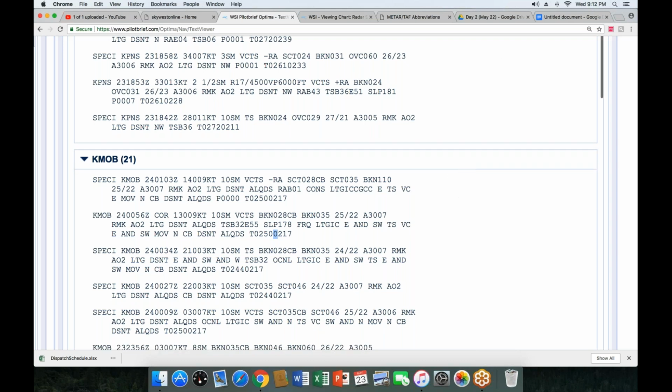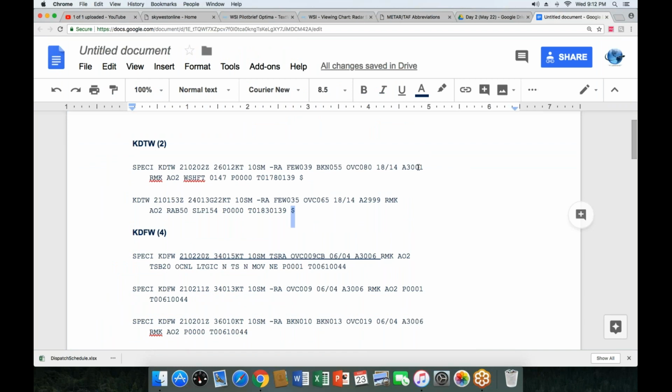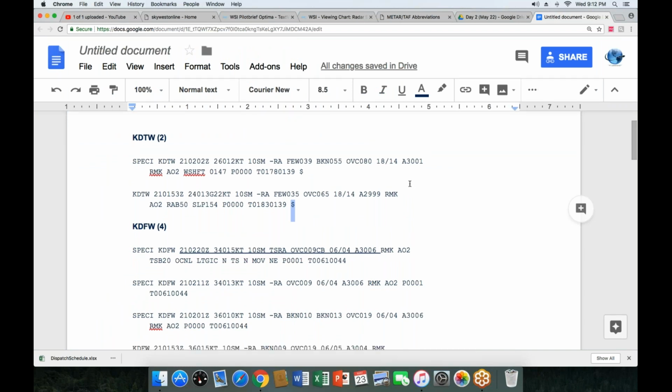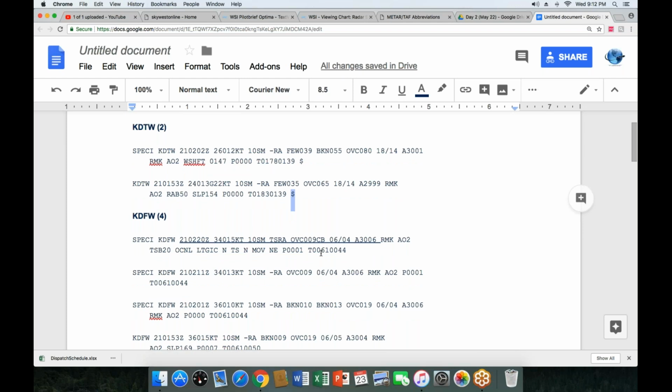Would it have hurt them to make it the same for both? Probably. No, I don't know. It's aviation. It's all messed up. So we would see it like, let me just edit this really quick. That's what it would look like if it was a negative temperature.